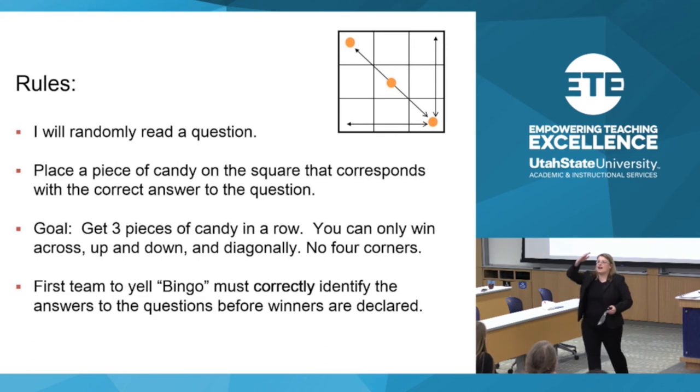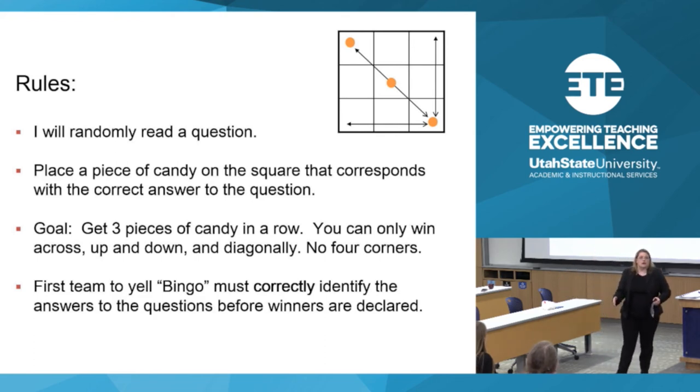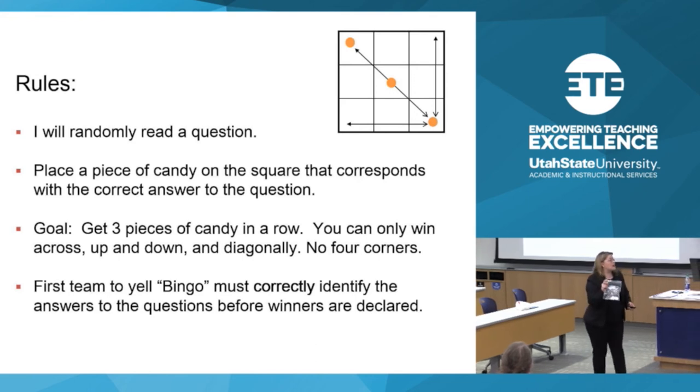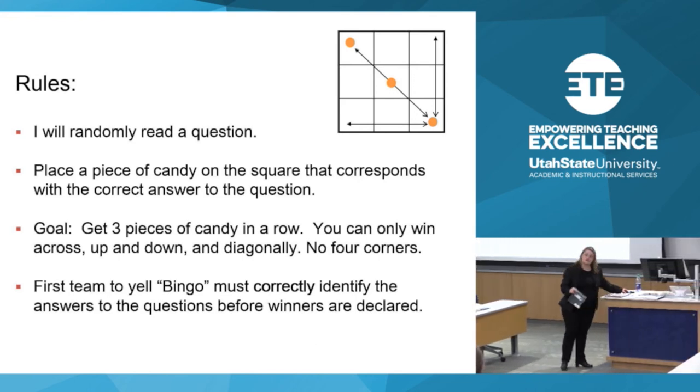Your goal is to get either three pieces of candy up and down, side to side, or diagonal. Faculty, we're not inventing four corners or anything like that. Just stick to the basics. The first team to yell bingo, I'm going to come and check your answers, make sure they are correct, then you win your choice.